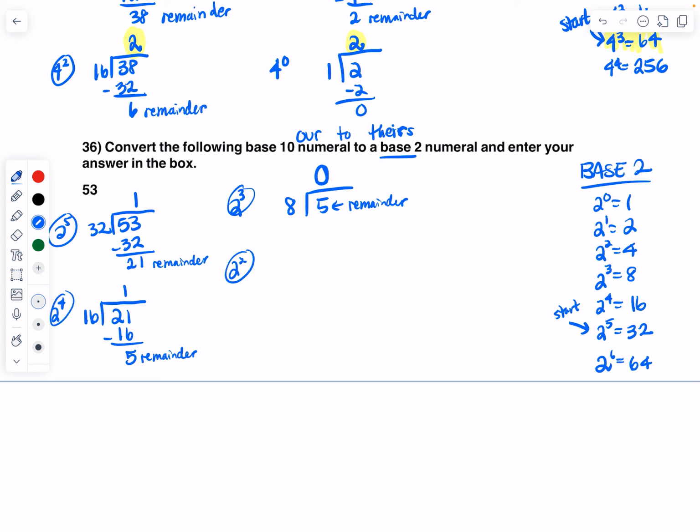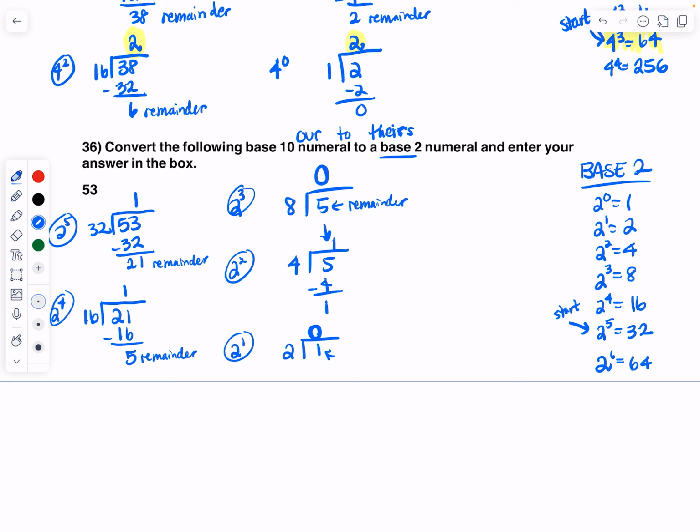Okay, so I'm going to take my remainder and move it down. So now 2 squared is going into that, which is 4. 4 goes into 5 once. 1 times 4 is 4. Subtract, we get 1. Okay, I'm going to take 1, drop it down to 2 to the first. And I wrote 2 to the second by accident. It should be 2 to the first. So 2 to the first is 2. 2 goes into 1 0 times.